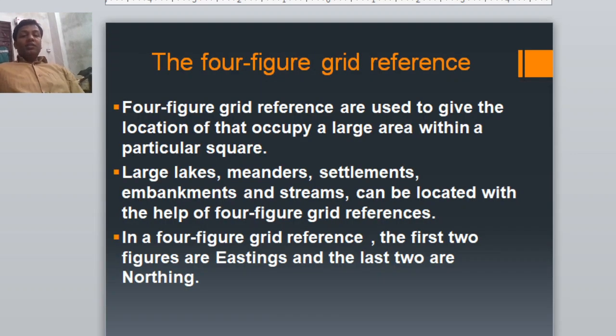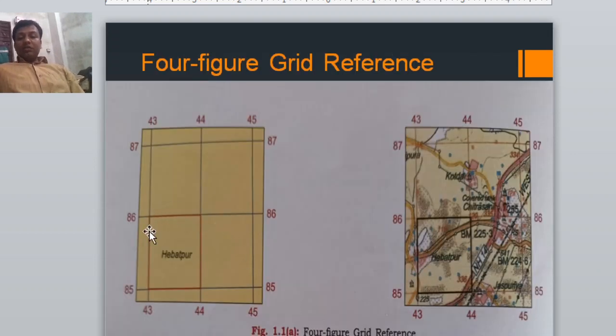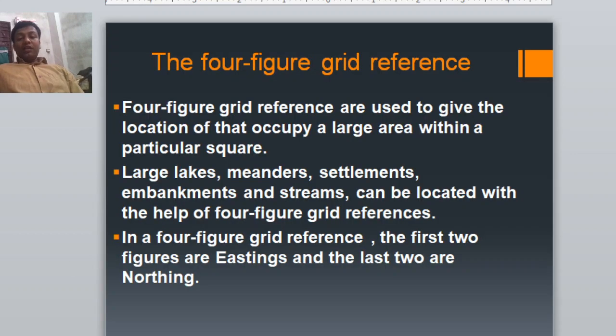Four-figure grid references are used to give the location of places that occupy a large area within a particular square. As you have seen in this picture, this is a large square area, and this is Hebatpur. Hebatpur, in a large reference area, you can find easily in a four-figure grid reference. Large lakes, meanders, settlements, embankments, and streams can be located with the help of a four-figure grid reference.